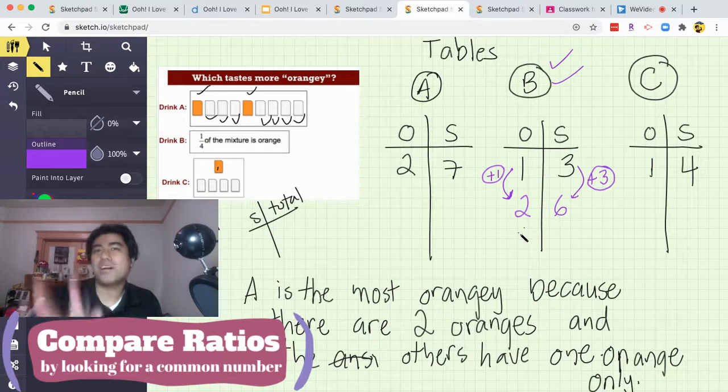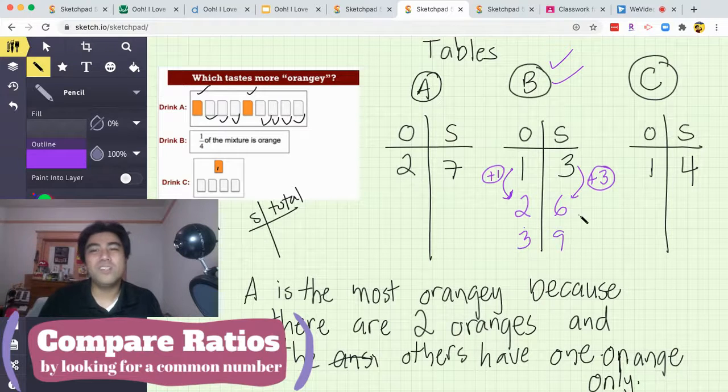I'm going to stop here. Even though I can keep on going, and I can keep adding 3 and 1 and so on. I could keep on going if I want to, but I'm gonna stop here, and I'll tell you why soon, okay? I'm gonna do the same thing over here.